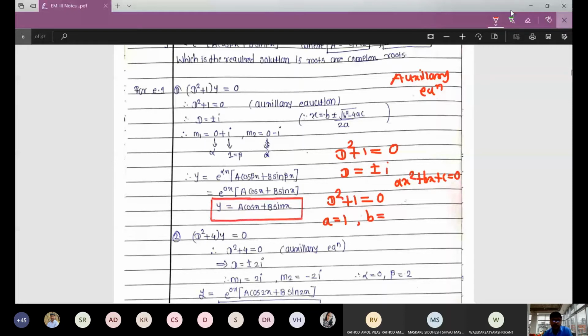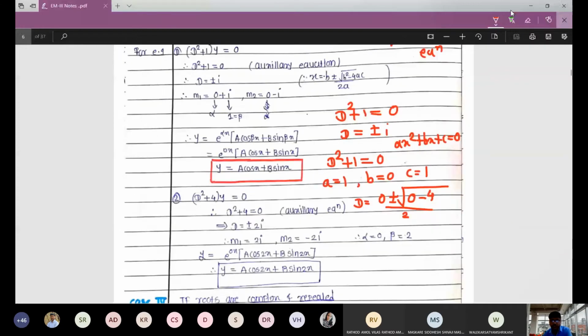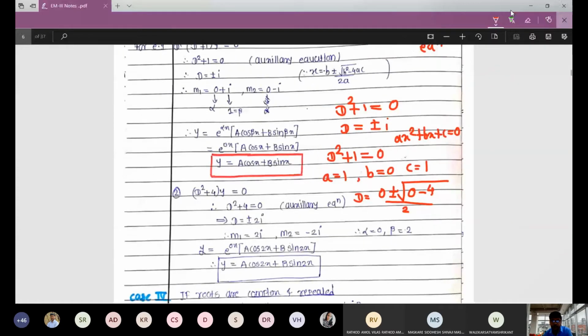Now look at this formula, x is equal to minus b. So therefore D equal to minus b, which is 0, plus minus square root of b square minus 4ac. But b square is 0, minus 4 times a into c, that is 1 into 1, so it is simply minus 4, and divided by 2 times a, but a is 1, so divided by 2. Therefore we get D equal to 0 as it is, it's gone, plus minus square root of minus 4 divided by 2.